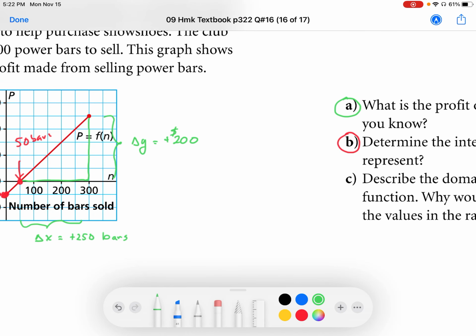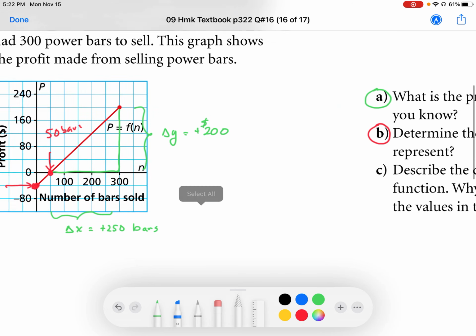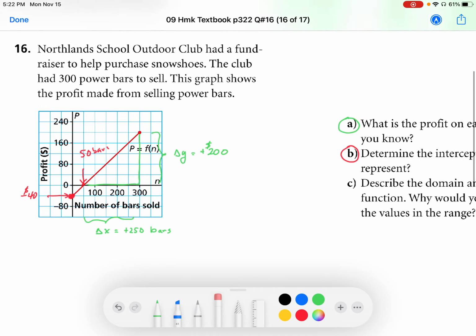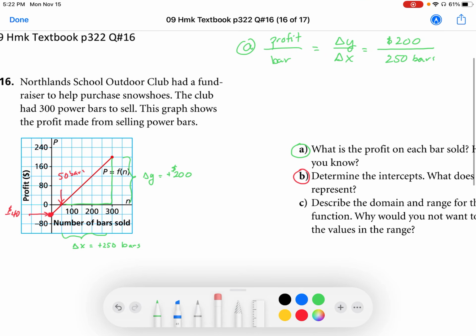And I've just arbitrarily chosen those 2 points. I could have chosen any 2 points, but I've chosen the point over here, that point there, and I've chosen this point over here. So that gives us our slope ratio.